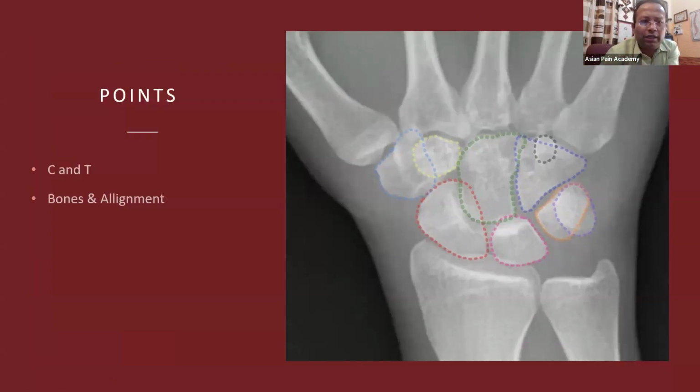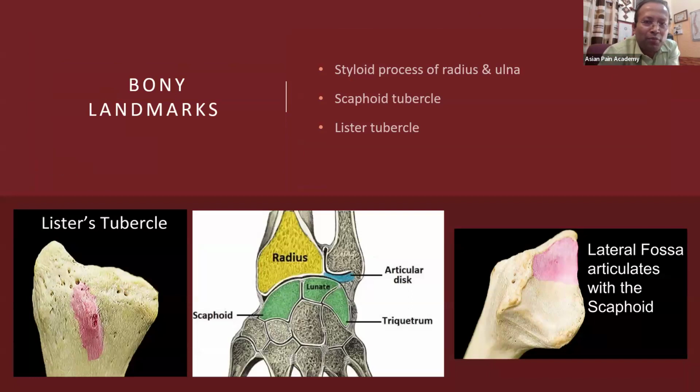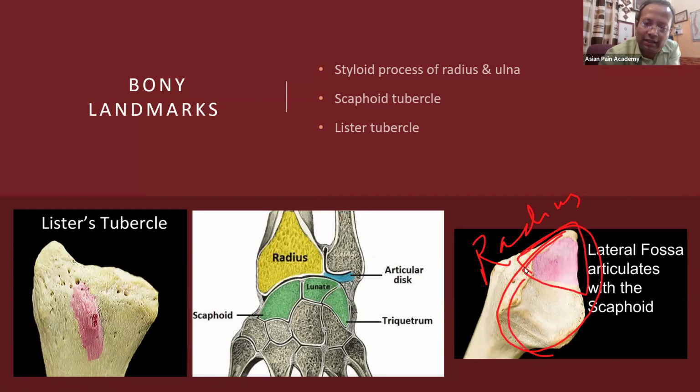So already I have talked about what the alignment is and how the bones are. There are some bony landmarks which are also very important. As I have already shown, this is the radius, this is the radius articular side, this is the articular surface. You can see that this lateral surface is for scaphoid, and this surface is for lunate. So it articulates with both the bones.